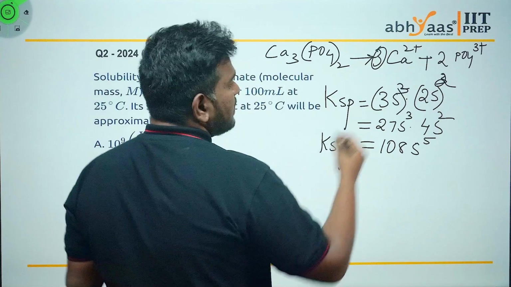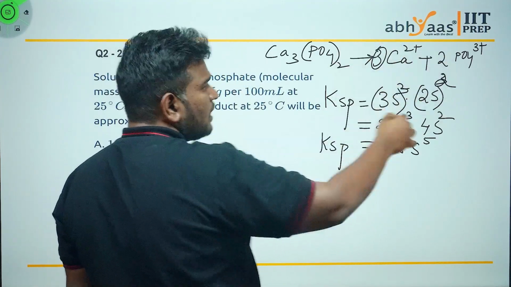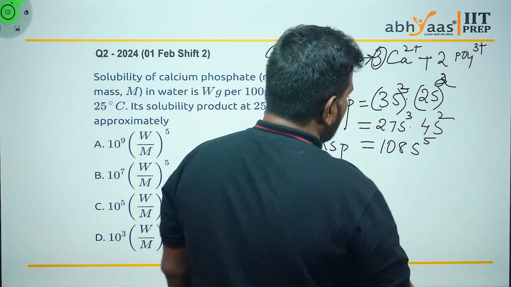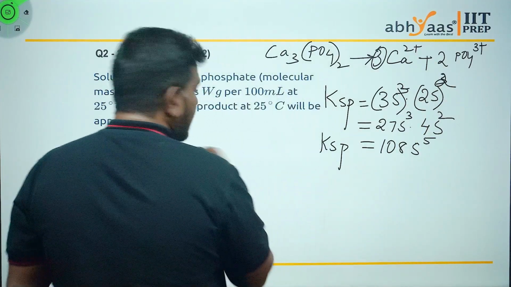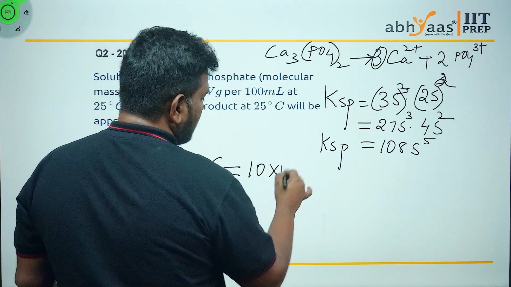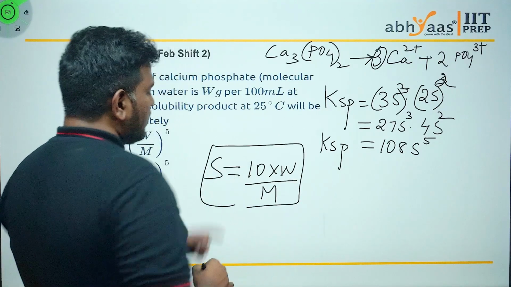So why have we taken this particular 3? You know the stoichiometric coefficient is 3. That's why we have to raise to 3. Here the stoichiometric coefficient is 2. That's why we have to raise to 2. Right. Now we have an equation for S. What is that? 10 into W by M. I hope you remember this particular equation.